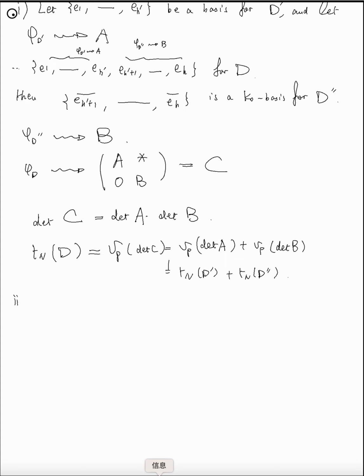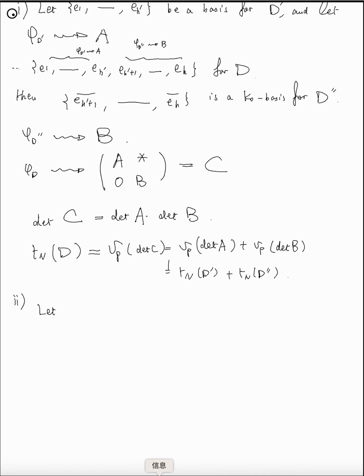Second, let's talk about the Newton number of the tensor product. So we have to talk about the determinant of the corresponding matrix. The corresponding matrix of this tensor of Frobenius should correspond to the Kronecker product of matrices.